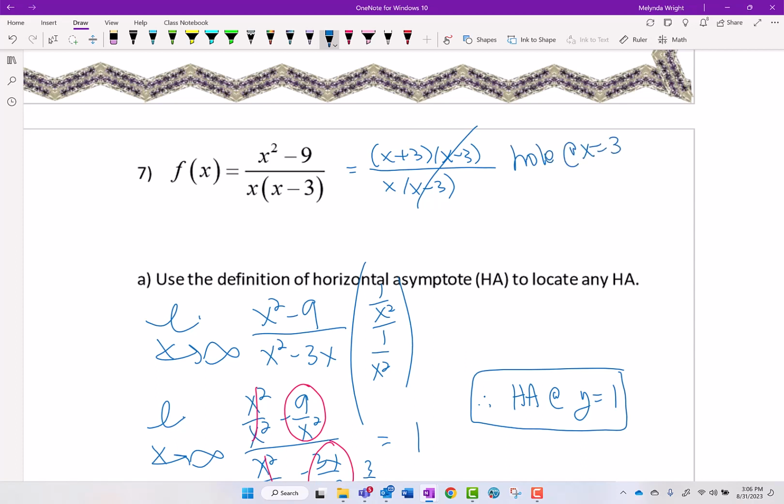Now, they're not asking us about the hole. We don't need to do anything about it. We just know that it's there. So this actually simplifies to x plus 3 over x. Okay, so when I find my vertical, remember with vertical asymptotes, you have to do pre-work. You need to know what it is you're looking for. When I set the denominator equal to 0, what is my answer going to be? The denominator, the bottom. X equals 0. That's a vertical, there's going to be a vertical asymptote at x equals 0.